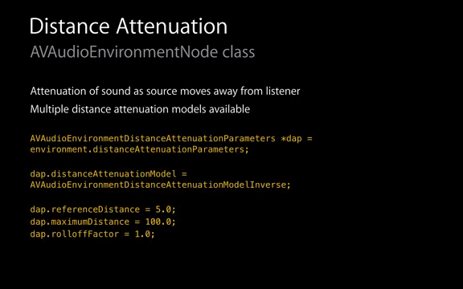In the form of code, this is what it looks like. All you need to do is get the distance attenuation parameters object from the environment, and then you can go ahead and tweak all the settings.